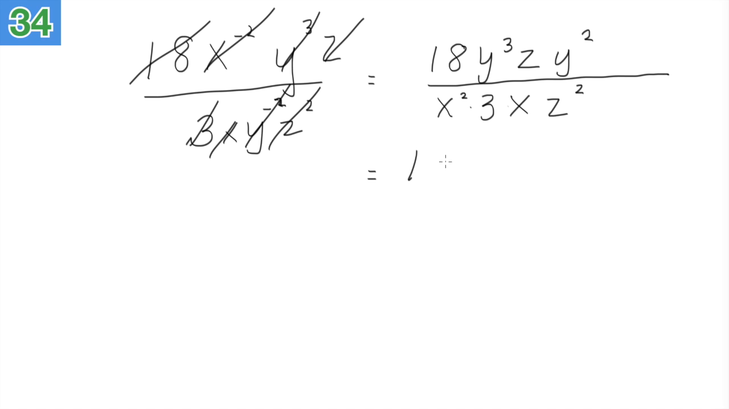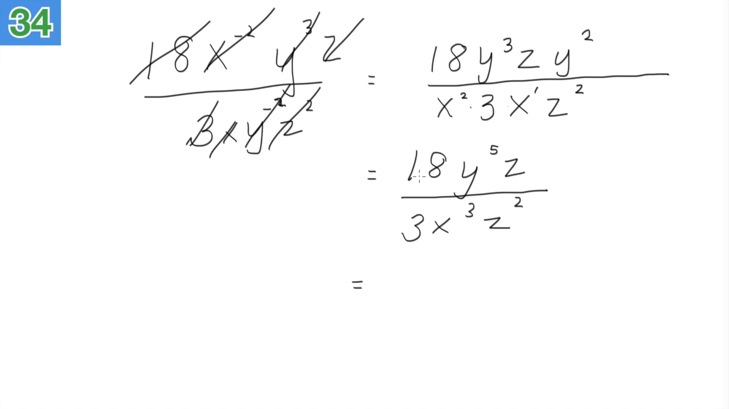On top we have an 18, we have a y cubed and a y squared. Together that is y to the 5th, because when you're multiplying with the same base, you add the exponents. So 3 plus 2 is 5. And then we have 1z. On the bottom, let's put the coefficient first, the 3. We have an x squared with another x, and x is like x to the 1, so that's x cubed. And then we have a z squared.